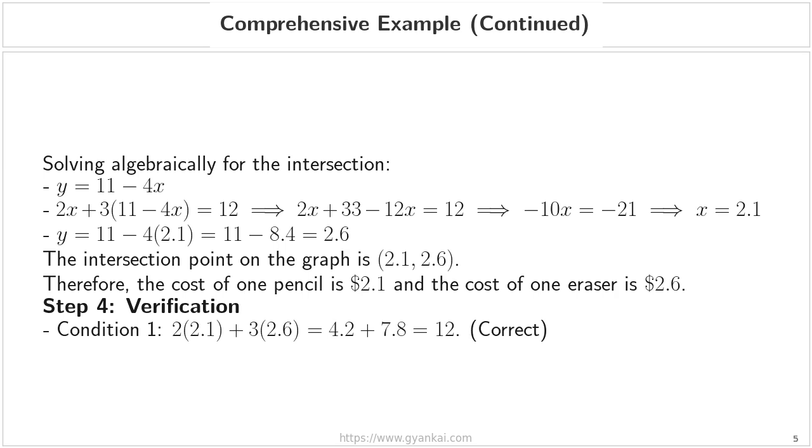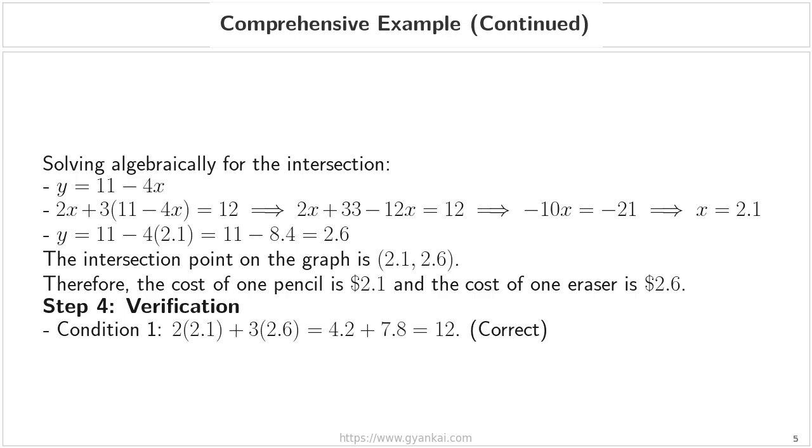For the first condition, 2 pencils and 3 erasers costing $12. 2 times 2.1 is 4.2, and 3 times 2.6 is 7.8. When we add 4.2 and 7.8, we get exactly 12.